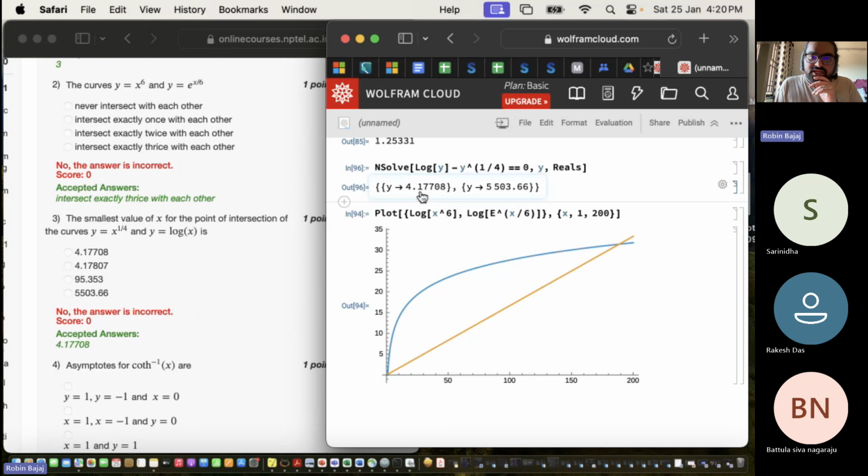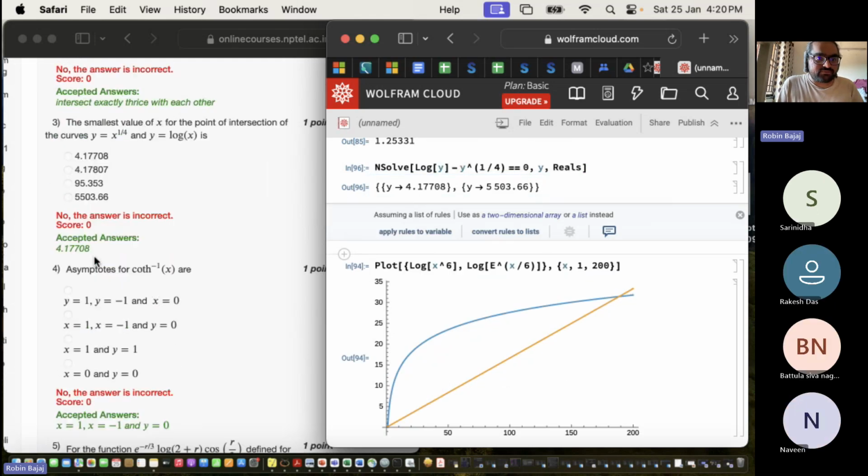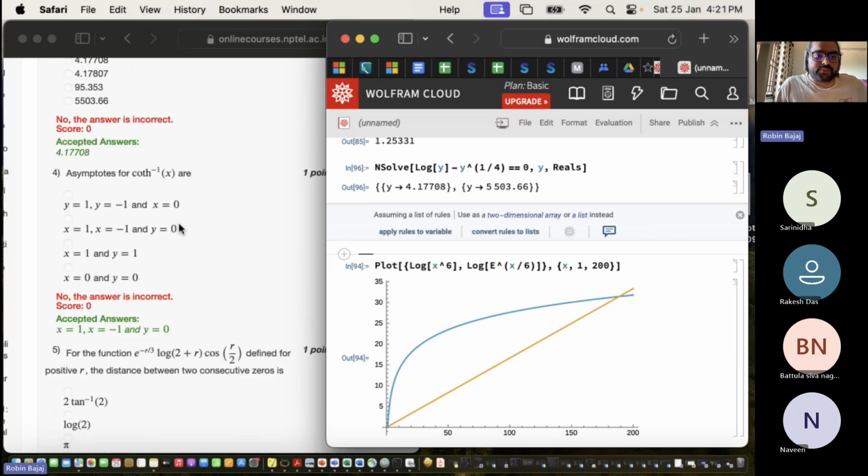Yeah, there are two solutions. So this is the smallest one, 4.17708. See, if you are using Mathematica, you have to be very precise. Now, if someone had asked you in an entrance exam, you could have chosen this as well, because there you solve by guessing and all. You don't go to this much precision. So that's where Mathematica helps. You get the exact precision of the number, which is the correct one.